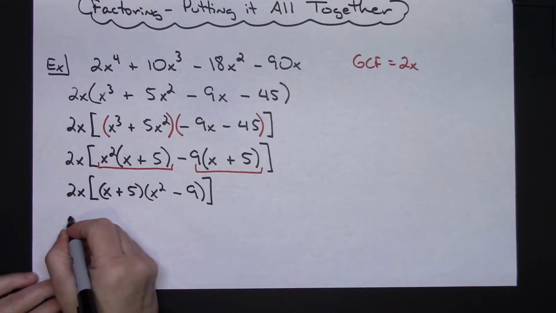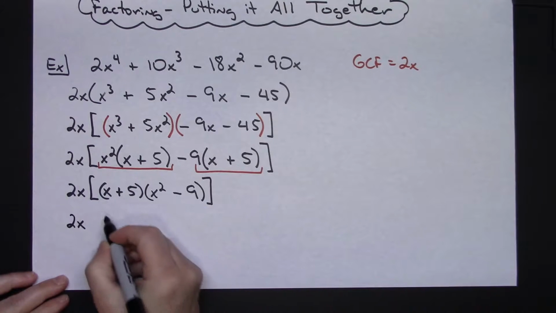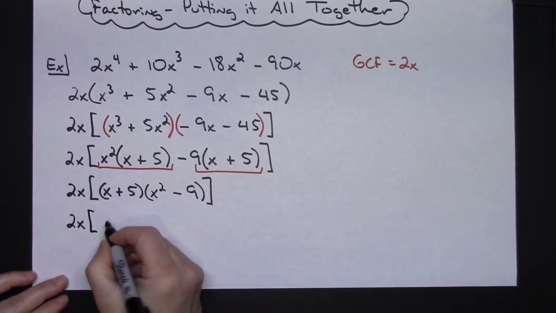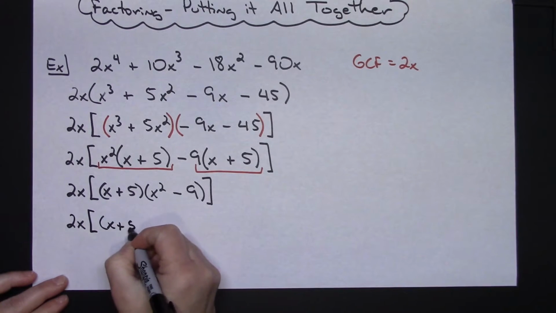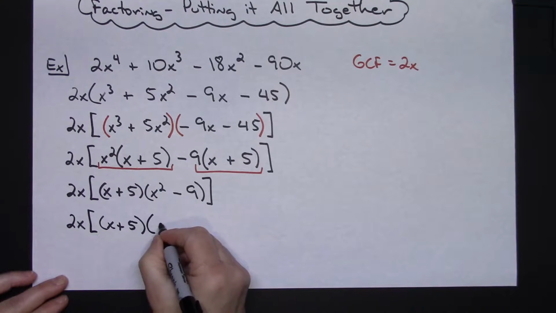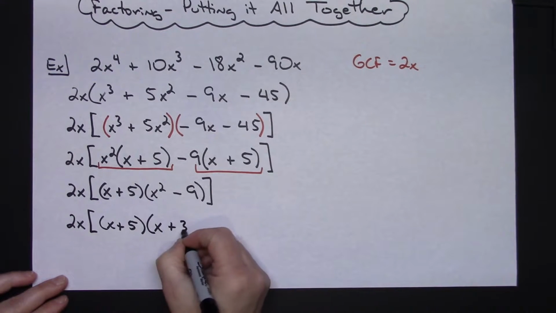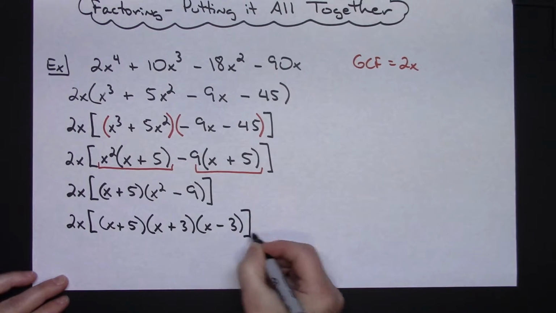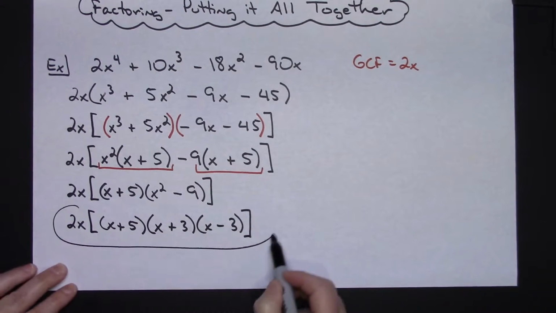I can leave that 2x there. And then at this point, leave the square brackets. Don't leave the square brackets. It really doesn't make any difference. I'm going to leave that x plus 5 there in parentheses. Now I'm going to take this difference of two squares and break that up into an x plus 3 and an x minus 3. Alright, for a final answer there.